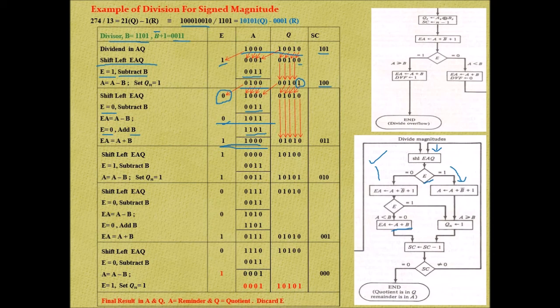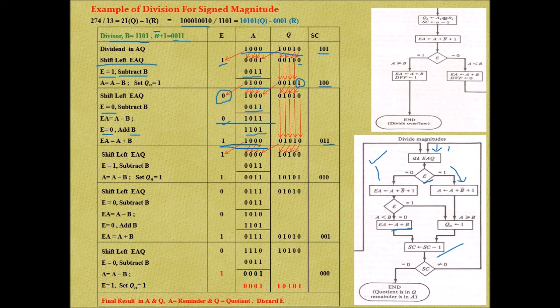And then here we have to decrement the sequence counter. We have decremented the sequence counter. Now the sequence counter is not equal to 0, that means we have to start again from here. Now again the shift left operation. In this way we are going for the shift left operation.